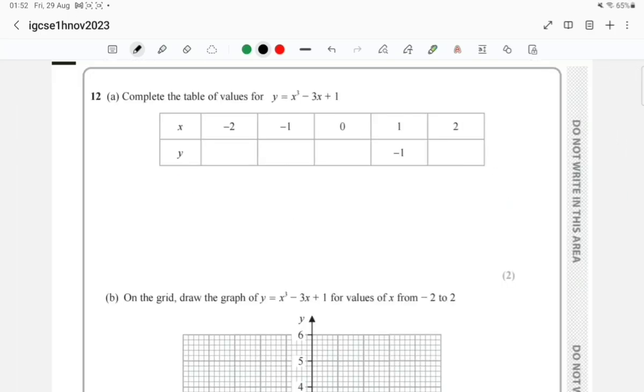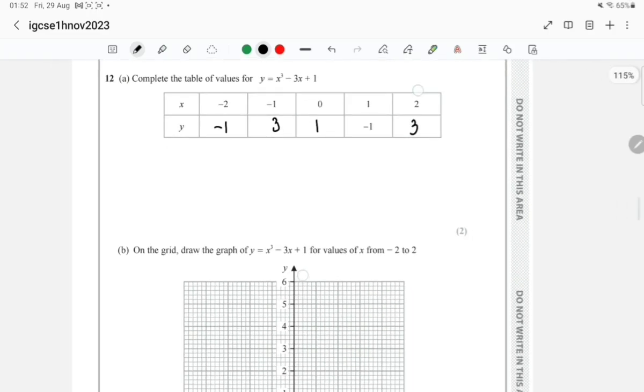Now question 12. Complete the table of values for y is equal to x cubed minus 3x plus 1. Now you can put this on your calculator. So minus 2 to the power of 3, which is minus 8, minus 3 times minus 2, and then plus 1, etc. So this will give you minus 1, 3, 1, minus 1, and 3.